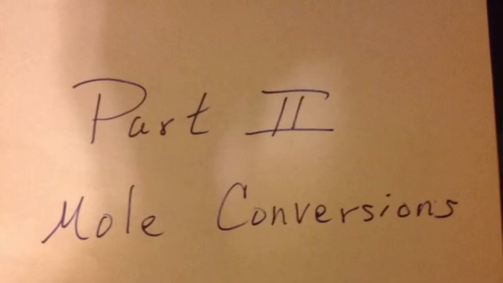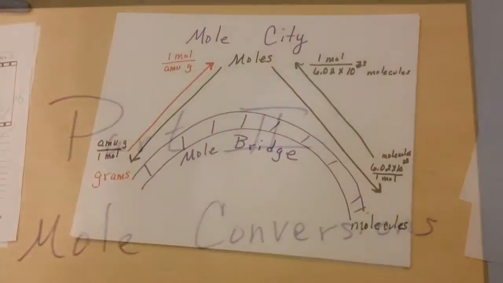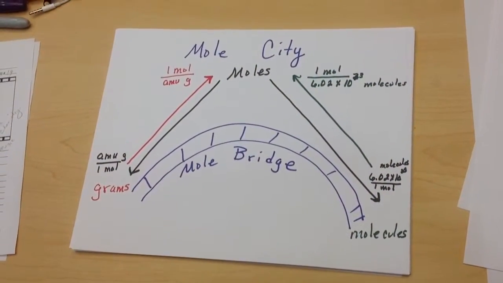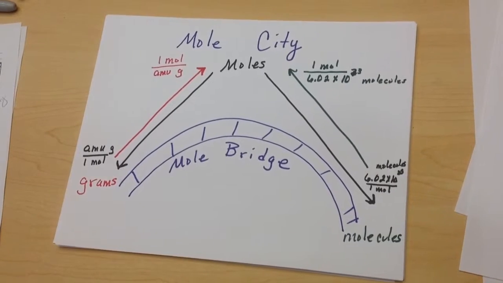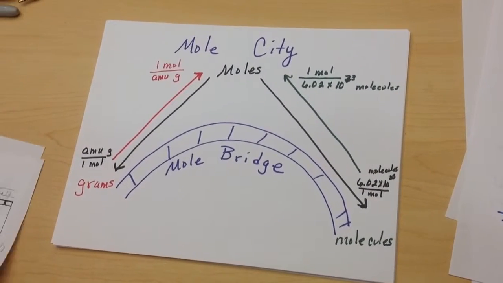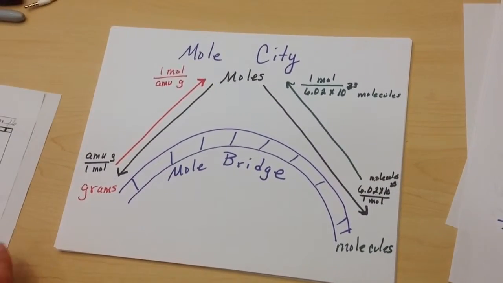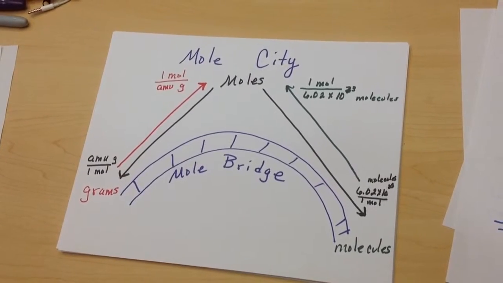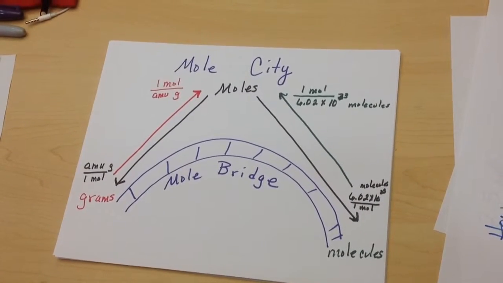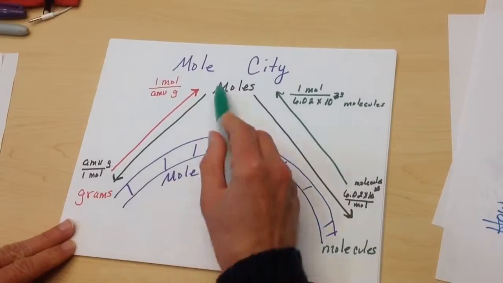Part 2, Mole Conversions. So welcome to Mole City. How do we travel from moles to molecules to grams? It's by traveling through Mole City. We have a factor, or a road, to get from grams to moles. So if I need to go from grams to moles, we have a road.